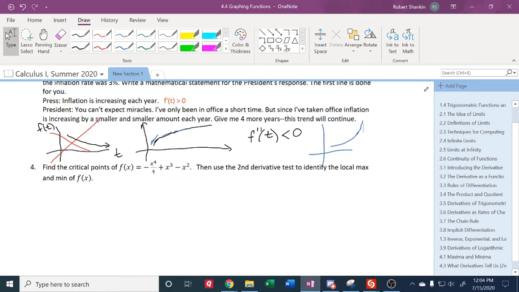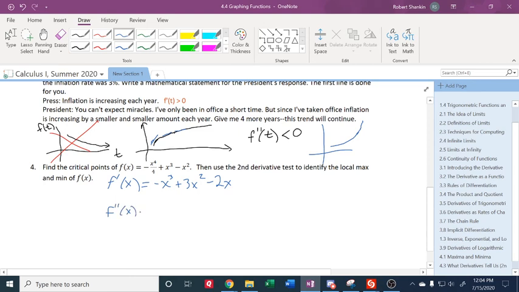All right, so let's take the first derivative, and the 4 and the 4 cancel out. You get negative x cubed plus 3x squared minus 2x. We're going to be setting this to 0 to find the critical points, but before I do that, I'm going to take the second derivative, because I'm going to need the second derivative for the second derivative test.